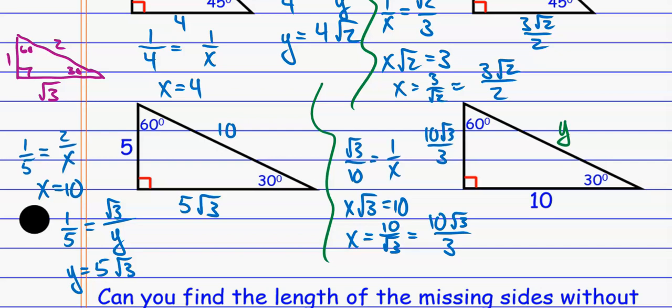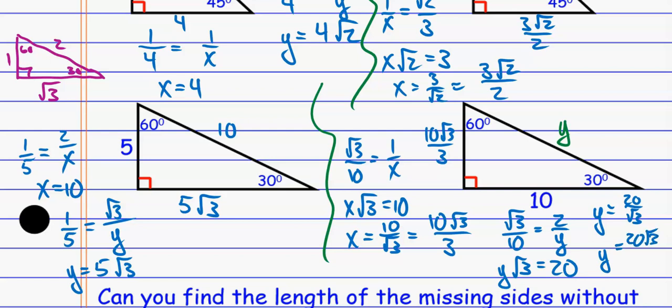And now to find y, I can once again set up a proportion. I can say, hey, let's start with that same proportion of root 3 over 10 equals, well, over here, that's going to be 2 over y, okay? And so if I have that proportion set up, I just cross multiply. Once again, that's going to be y root 3 equals 20. I divide each side by root 3, so I get y equals 20 over root 3. Once again, rationalize the denominator. That's going to be 20 root 3 over 3. So there's that missing side.